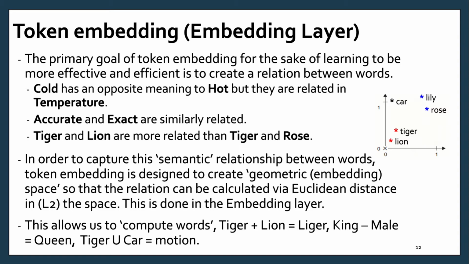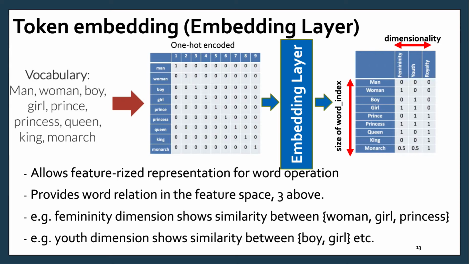So now we can compute with words. If we have tiger plus lion, it becomes liger, right? We can also do computations such as when there's the word king and you subtract male, then it becomes queen, right? We have the tiger and the union with the car, and both of them are in motion, right? So that creates the relationships.